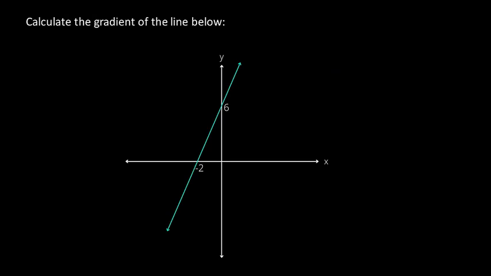Now we're going to calculate the gradient of the line below. Sometimes it's easy to draw a triangle of those particular points. From the origin, 0, 0, to the point where the line crosses the y-axis, that's 6. And this is going to be 2. Now we're moving to the right, so we know that's going to be a positive gradient. So my gradient, M equals, the rise is 6 and the run is 2. If I simplify that, the gradient is going to be 3.